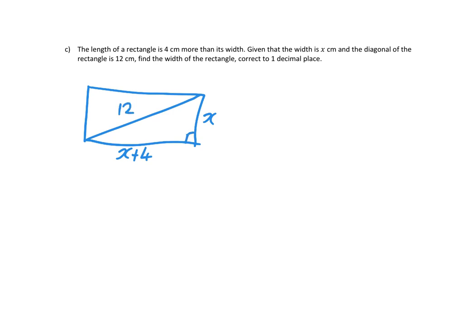Now we can use Pythagoras then to set this up. So 12 squared is equal to x squared plus (x plus 4) squared, and then we could tidy it up.